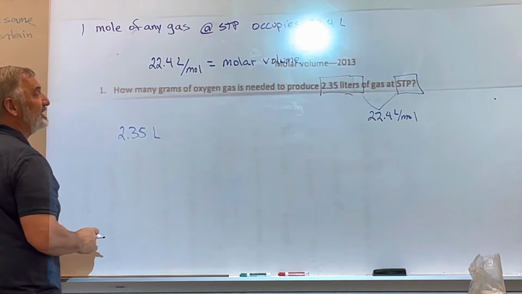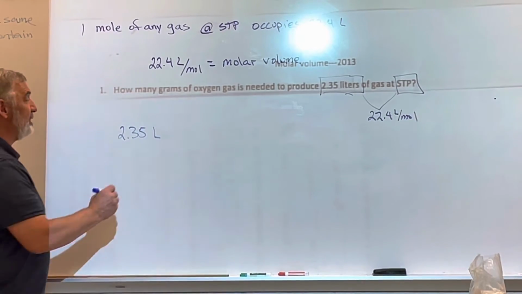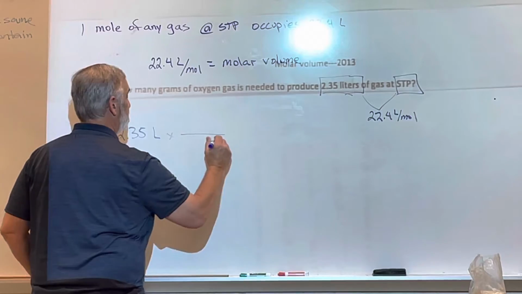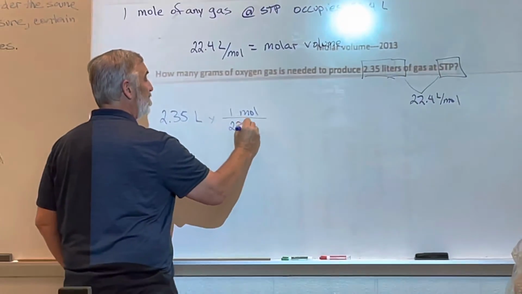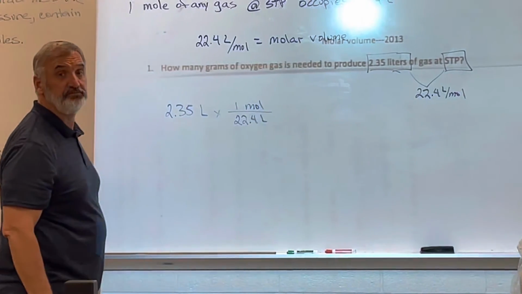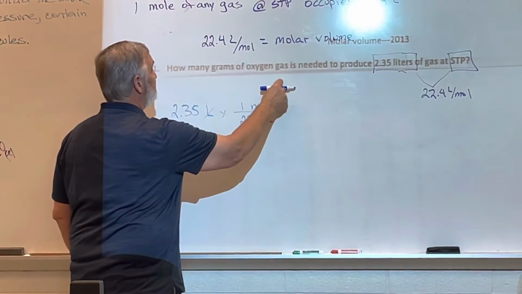So how do I take that to moles? By? Well, do I want liters to be on the top or the bottom? I want to say 1 mole over 22.4 liters, so technically I'm going to divide. So now that gives me moles of gas, okay?